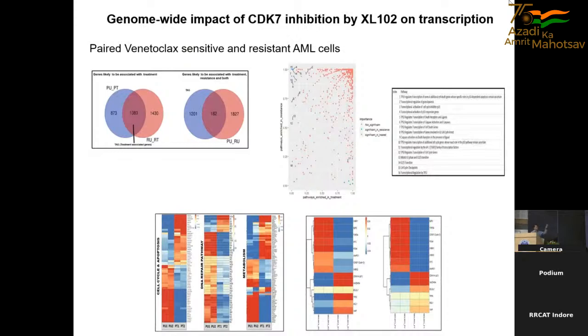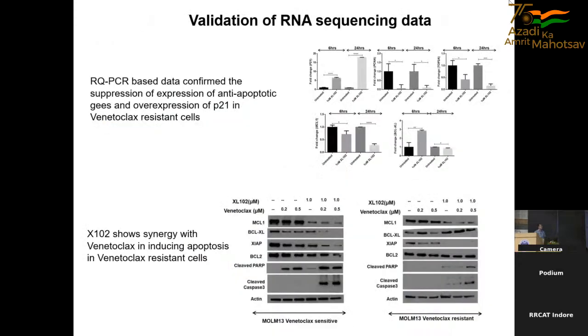Then to find out what are the transcriptional targets of XL102, we did an RNA sequencing study. We treated the venetoclax sensitive and resistant cells to identify the different targets. I'll not go into the data. These targets were verified by real-time PCR and Western blot analysis, and we found that XL102 shows synergy with venetoclax in inducing apoptosis. I'm not going into detail, but you can ask me questions after my talk or after this session.